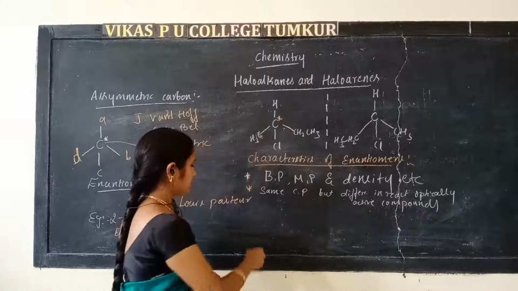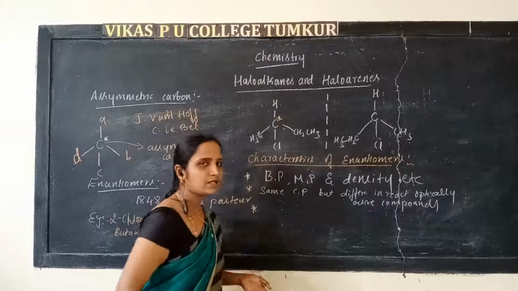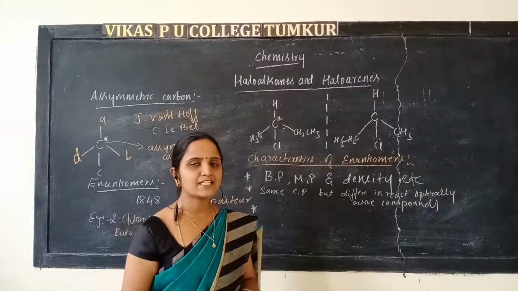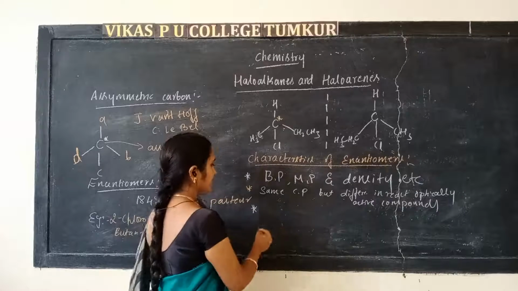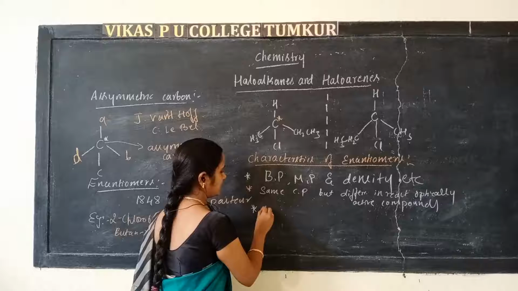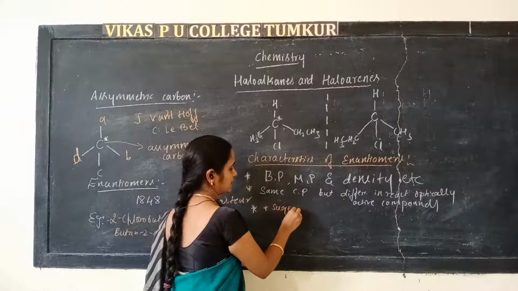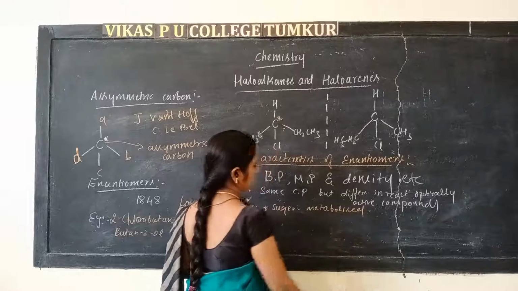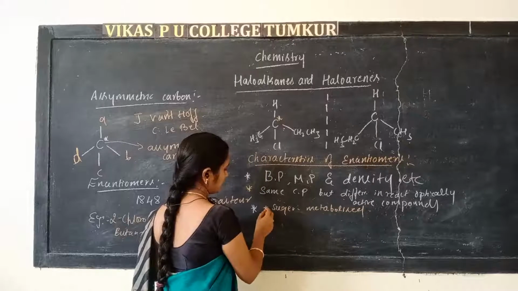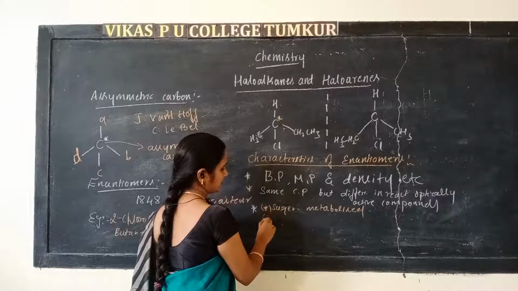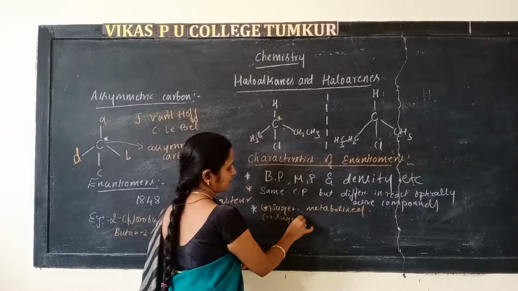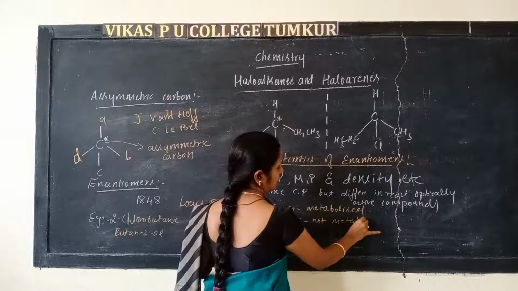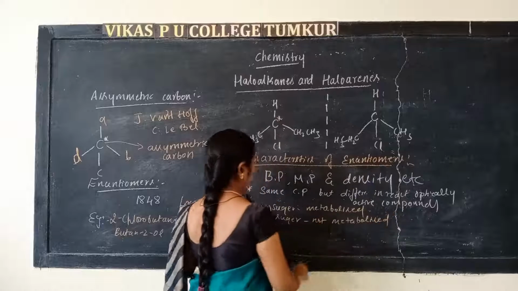Then enantiomers show different biological properties. For example, take dextrose sugar. Dextrose sugar is metabolized, but levo sugar is not metabolized.